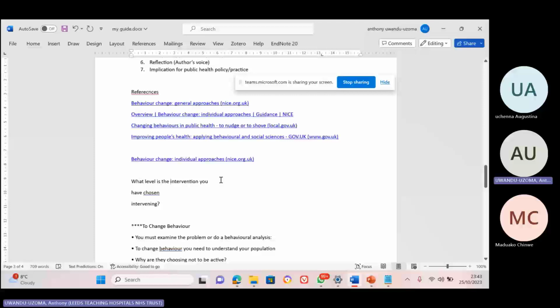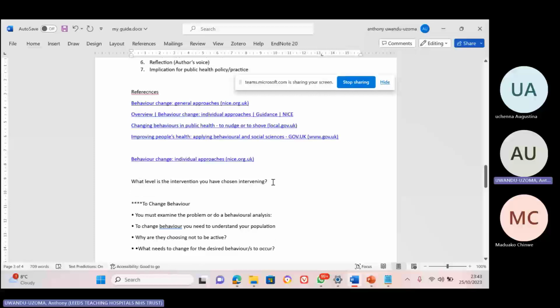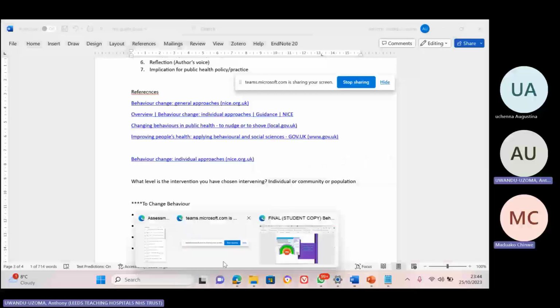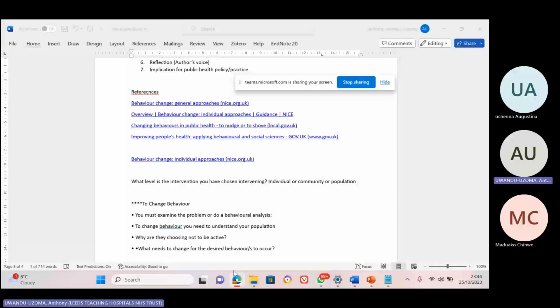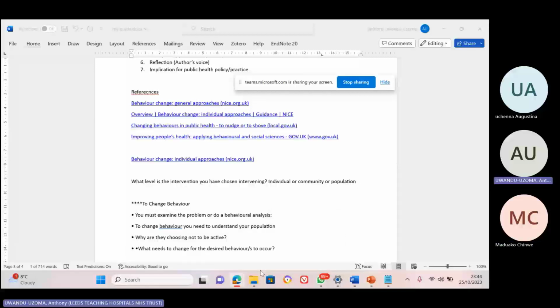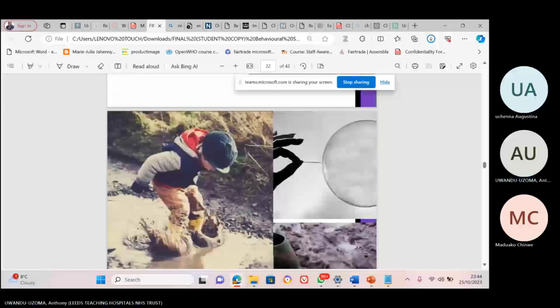What is the level of your intervention? Is it individual or community? Individual or community or population? So that's the important point for me. I'm reading this material, so I need to read that NICE guidelines to be able to understand it, and then do that. Okay, so this is important for me.